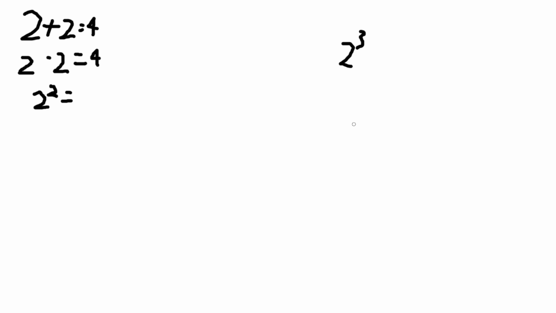Alright, now that I've explained exponents, this would be 2 times 2 again, which equals 2 plus 2, which equals 4. So as you can see, we just went back to 4.